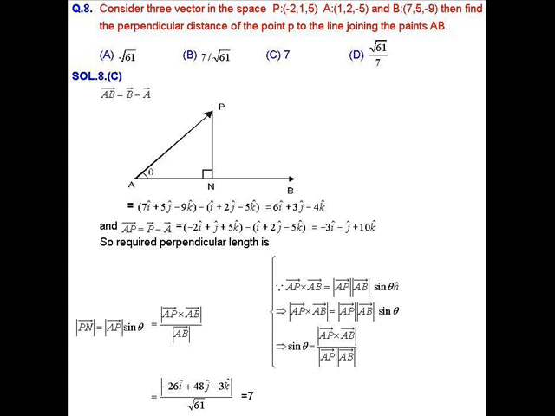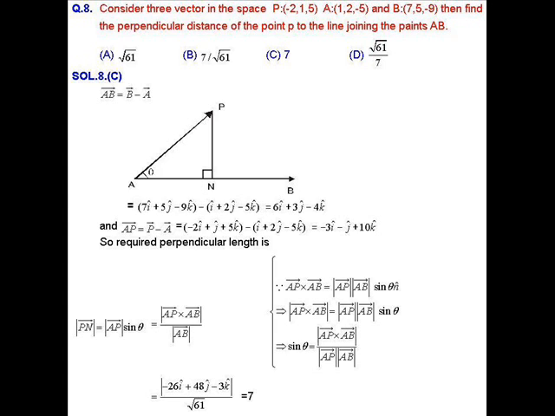So the AB vector is nothing but the position vector of B minus the position vector of A. Here the position vector of B is 7i plus 5j minus 9k, and the position vector of A is i plus 2j minus 5k. So when we take the position vector of B minus the position vector of A, we have 6i plus 3j minus 4k. That is, the AB vector is equal to 6i plus 3j minus 4k.